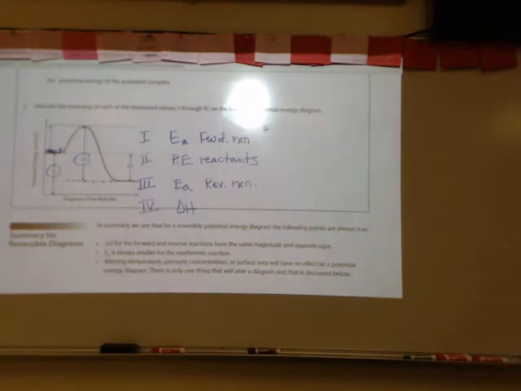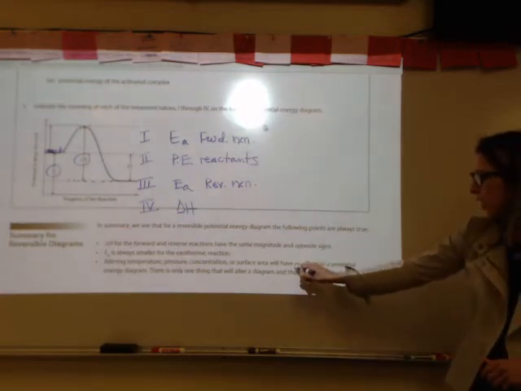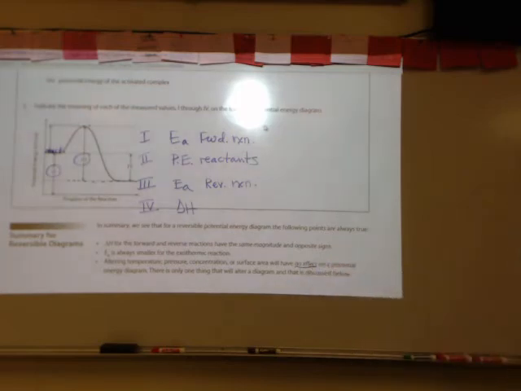Let's talk about a summary for reversible diagrams down here. The delta H of the forward and reverse reactions is always going to be the same magnitude, but it's going to have opposite signs. The activation energy is always smaller for exothermic reactions. And if we change the temperature, the pressure, the concentration, or the surface area, there is no effect on the potential energy diagram. Next page.